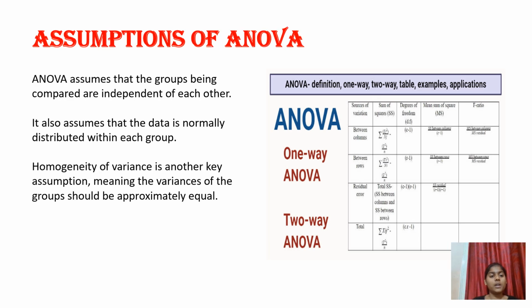Assumptions of ANOVA. ANOVA assumes that the groups being compared are independent of each other. It also assumes that the data is normally distributed within each group. Homogeneity of variance is another key assumption, meaning the variance of the groups should be approximately equal.